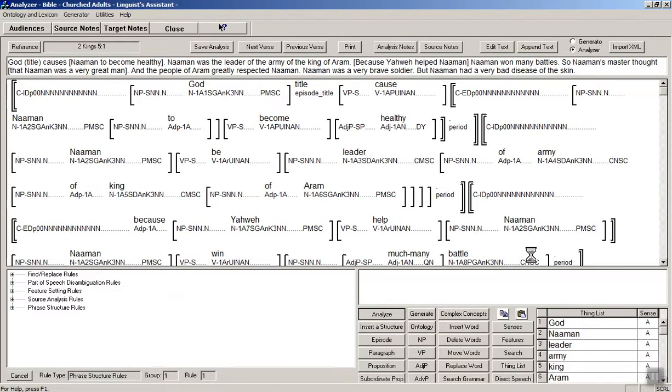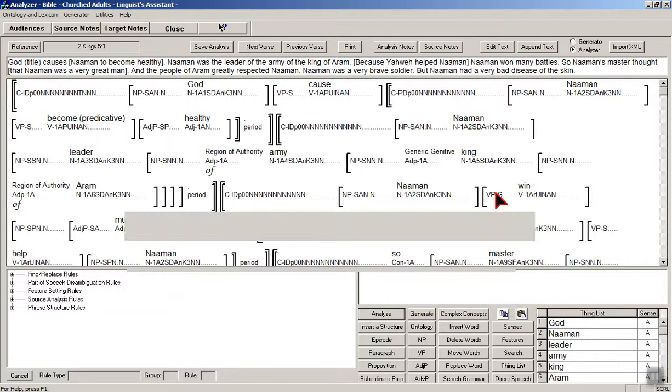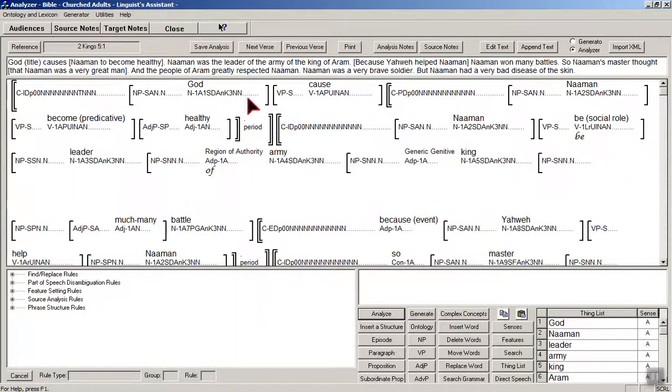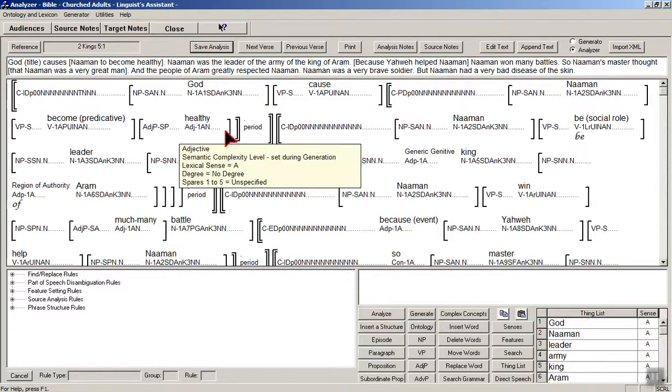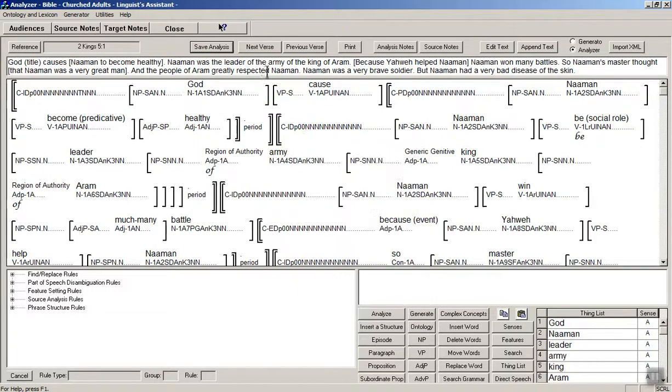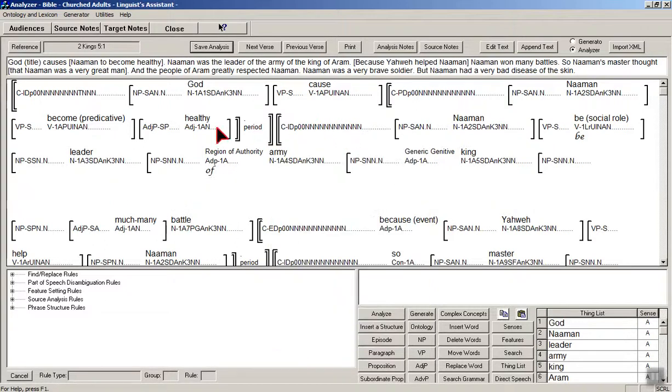Now, sometimes the Analyzer gets it right, and sometimes it doesn't. So we will see. Okay, it got something there. So I'm going to click Save Analysis, and that was a good sign because sometimes it'll give you error messages. Okay, so you see this complex structure.